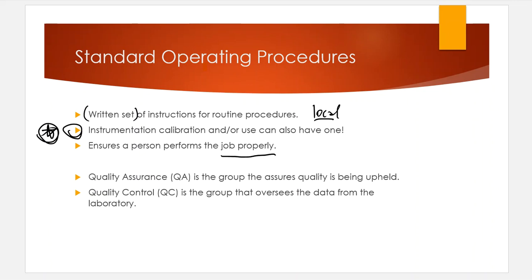Next up, there's a thing. I know that we've been talking about quality control, QC, but there's also another group here that's going to be called the quality assurance group. The quality assurance group just simply assures that quality is being upheld. And the quality control group is the group that's making sure that quality is going into this.